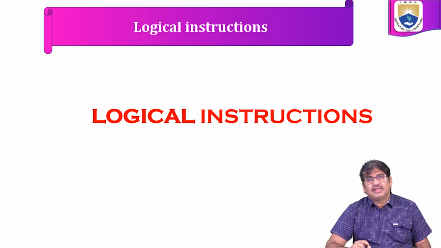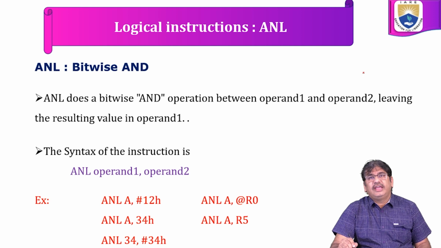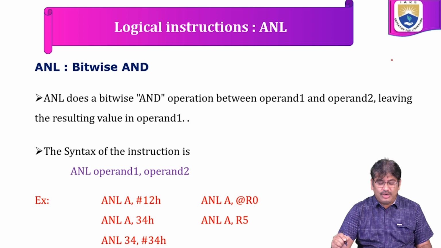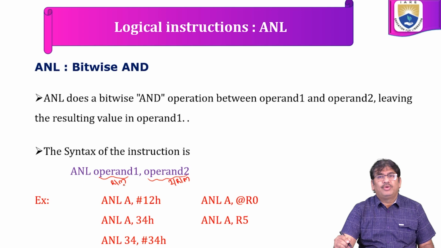The next category is logical instructions. The first logical instruction is ANL, which is bitwise AND. The ANL instruction does a bitwise AND operation between operand 1 and operand 2, leaving the result value in operand 1. The syntax of the instruction is ANL operand 1 comma operand 2. Here operand 2 can be a register or immediate data or memory location, whereas operand 1 can be a register or memory location.